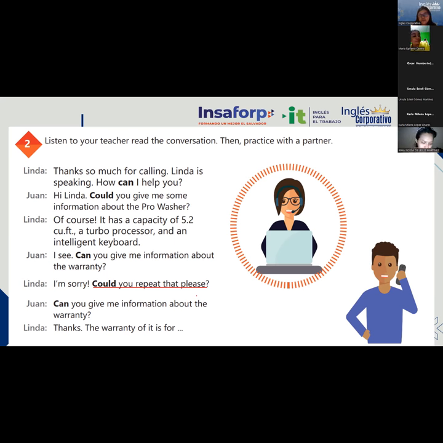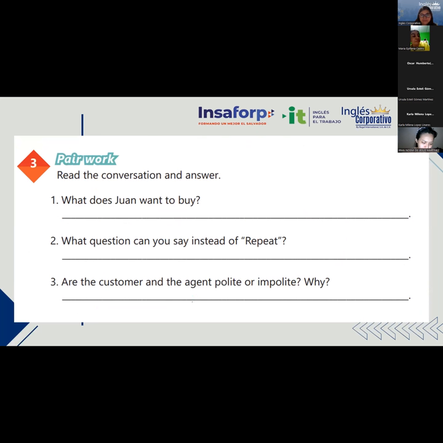Another way would be, could you say that again? Right? But instead of just saying repeat, you say, could you repeat that, please? In that way, the person sounds more polite, ¿verdad? More polite. Are the customer and the agent polite or impolite? Yes, they are polite. Okay. Why do you say they are polite? Are the customer and the agent polite or impolite?